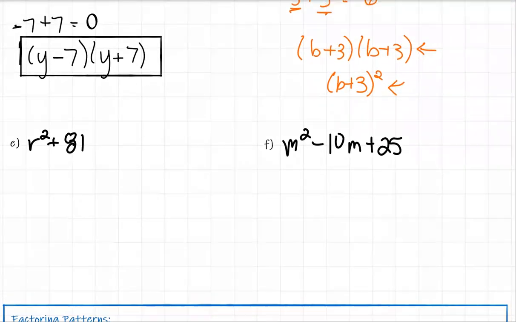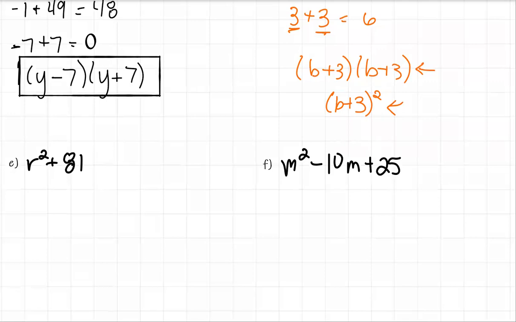So then, oops, spoiler alert. I'm gonna put it back down. So then let's look at this part E.